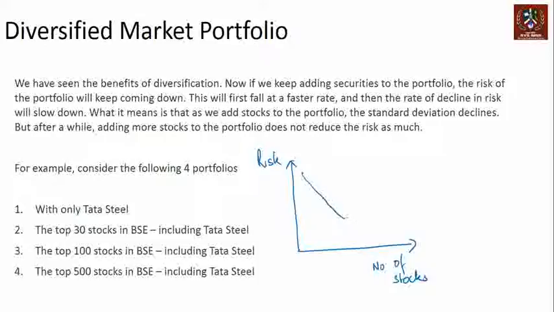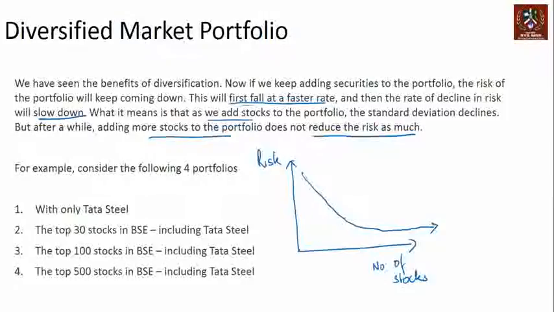But what would logically happen is that beyond a point, the rate of fall of the risk, first it starts at a faster rate and then it slows down over a period of time, and then it stagnates. Logically, the risk cannot become zero when you have stocks in the portfolio because there will be some finite risk. So beyond a point, the curve would become flattish. When we add stocks to the portfolio, for a while the standard deviation falls, but if you keep adding more stocks, the reduction in risk is not as much.